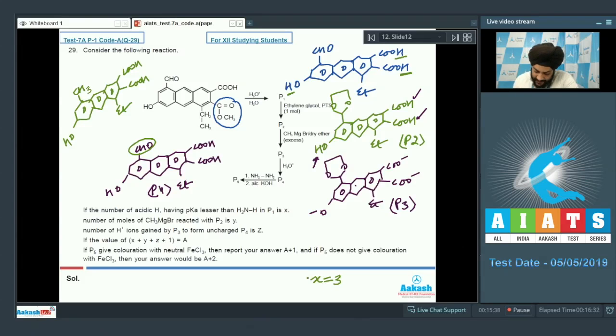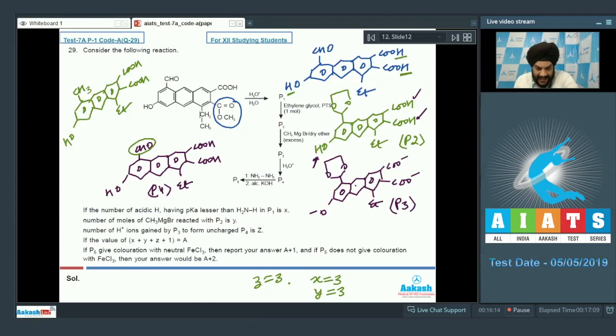If you talk about the second statement now, the number of moles of CH3 reacted with P2 is Y. You can clearly see that 3 moles of CH3 were used to extract these acidic hydrogens. So the value of Y is also equal to 3. If we look at the third statement, the number of H plus ions gained by P3 to form uncharged P4 is Z. This was the P3 and this is the P4. We can clearly see that the number of hydrogens gained is only 3. So the value of Z is equal to 3.